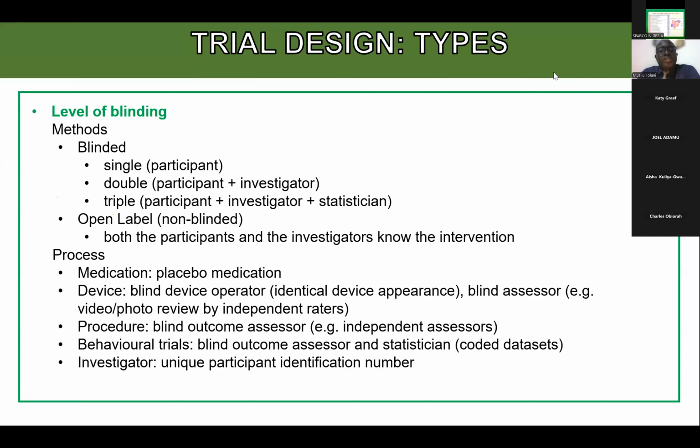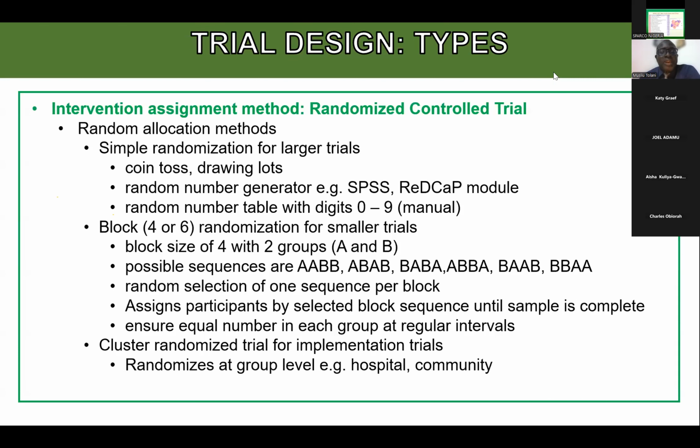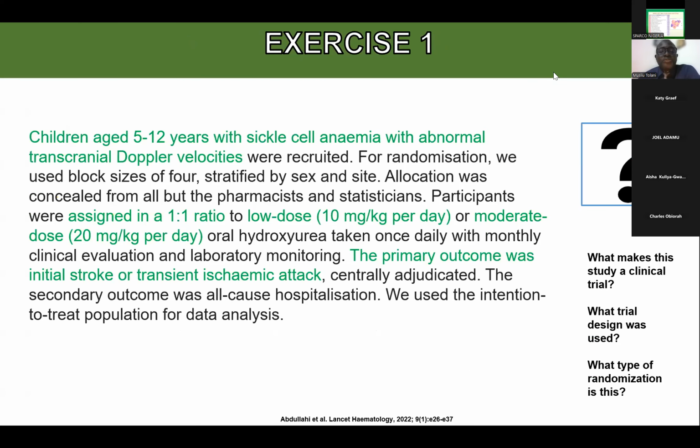In open label trials, both the participants and the investigator, and other people, know the type of intervention given. Just looking at this and reflecting back on the previous example, we'll see that the statement made here was about allocation concealed from all but the pharmacist and the statistician. If you look at this again, that means the patients were blinded, the investigators were blinded, but the statisticians were not. So this qualifies as at least a double-blinded trial.